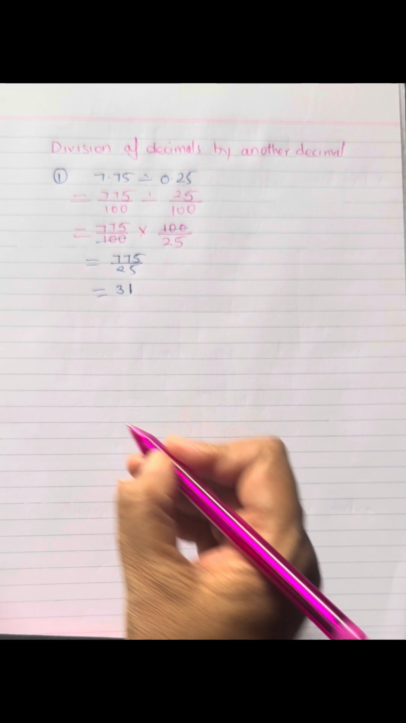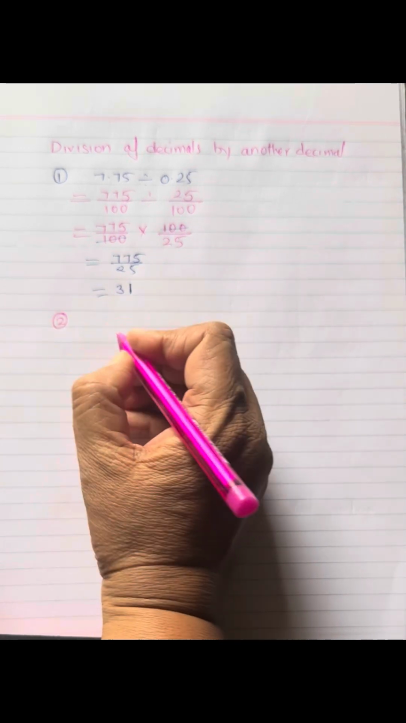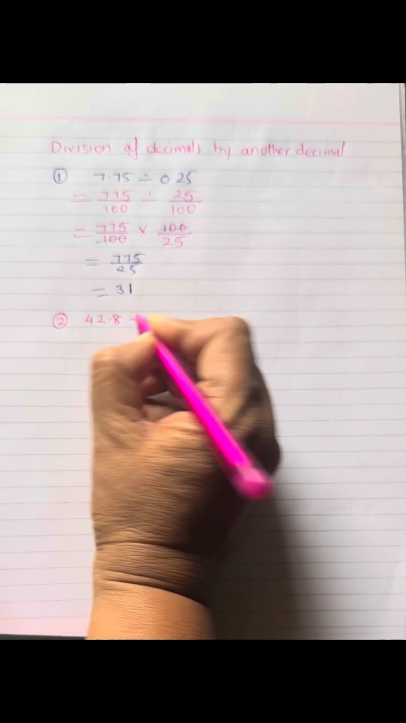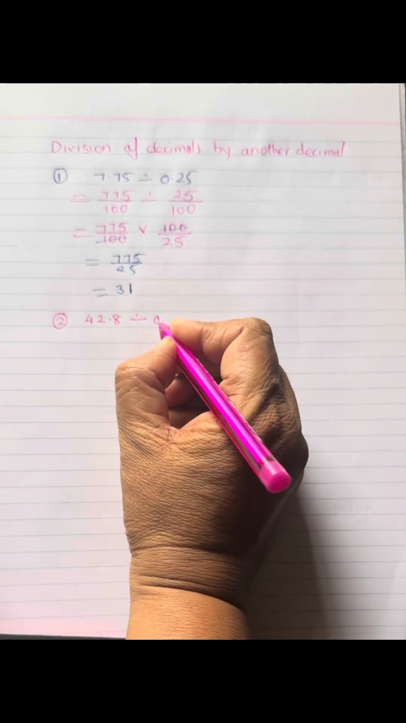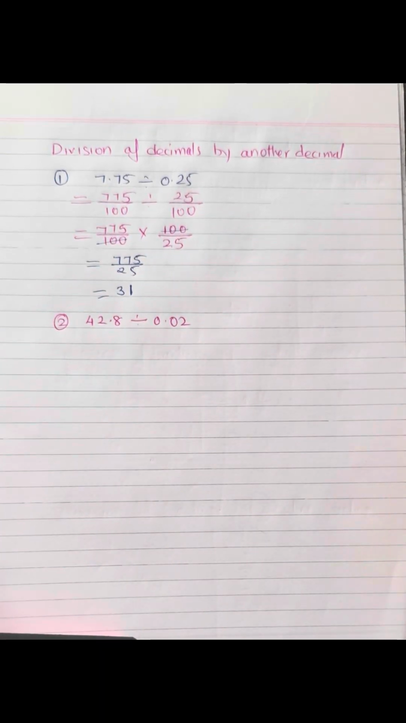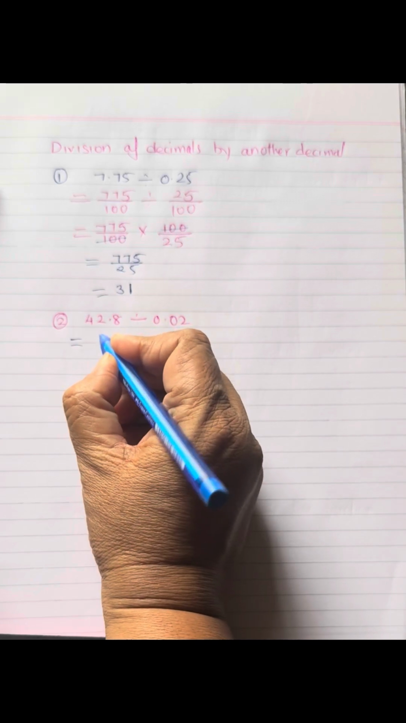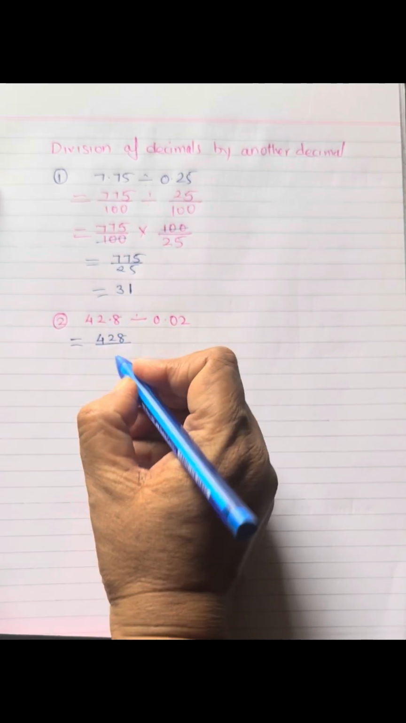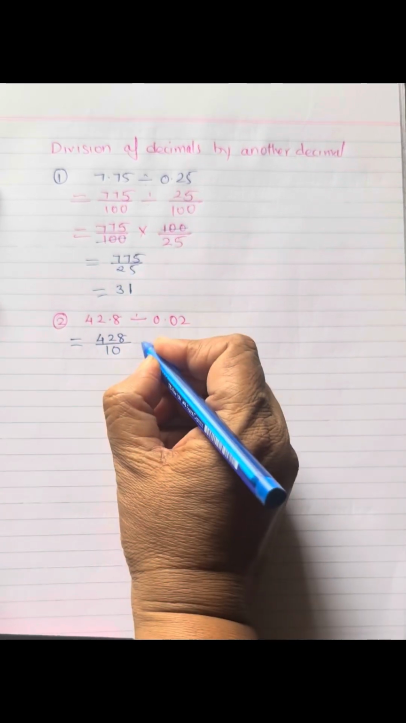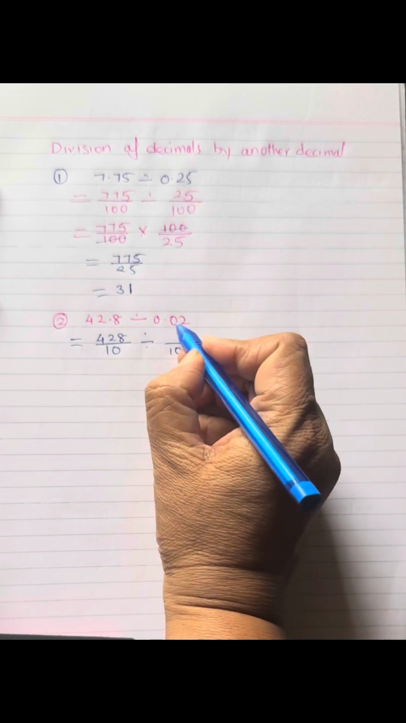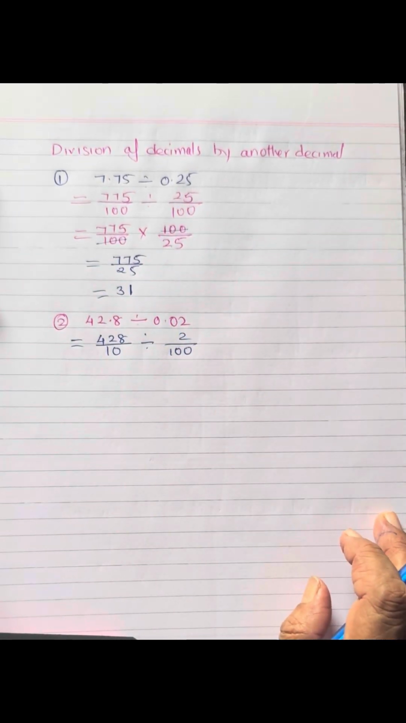Okay. Let us take one more example. Suppose you are dividing 42.8 by 0.02. Okay. So the first step is to convert them into fractional form. So 428 upon, after the point there is one digit, so upon 10. Divide by, here there are two digits, so 2 upon 100. Don't write these zeros, it is not required.